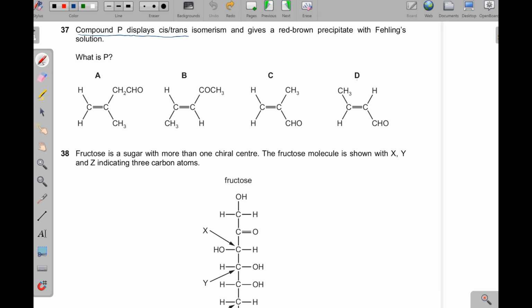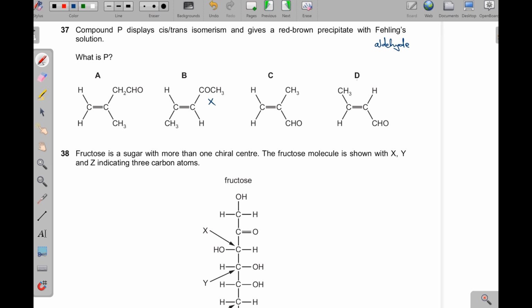Question 37. Compound P displays cis-trans isomerism. This is actually geometrical isomerism under stereoisomerism, because we have stereoisomerism. Under that we have geometrical and then optical. Okay. And gives a red-brown precipitate with Fehling's solution. That means we must have an aldehyde. There has to be an aldehyde, because it is the one that gives a positive test with what? Fehling's solution. So here there is no aldehyde. This is actually a ketone here. So this one is out.